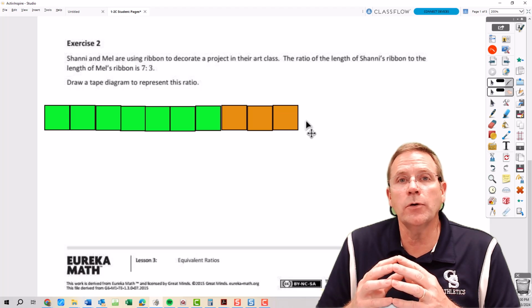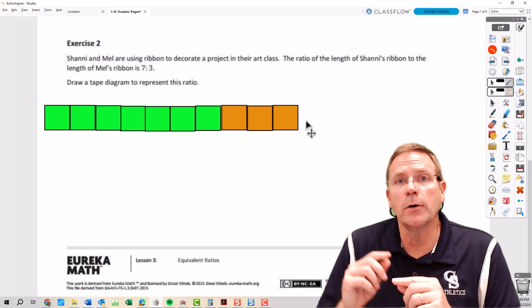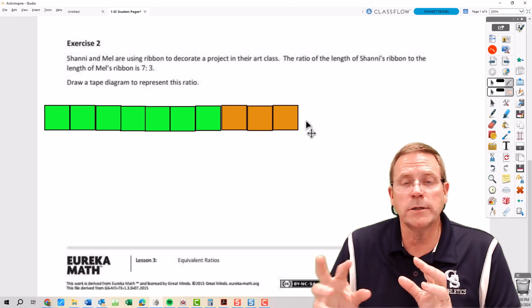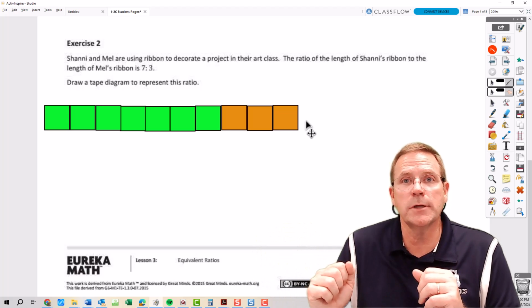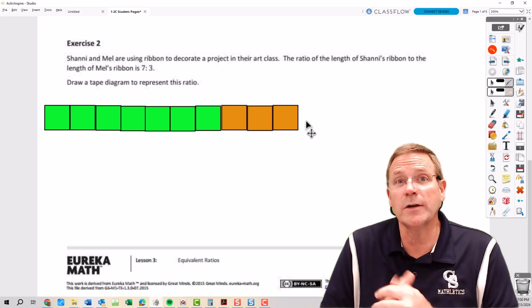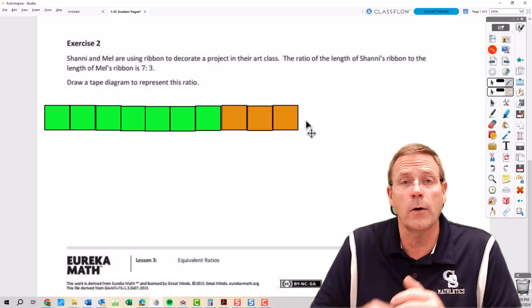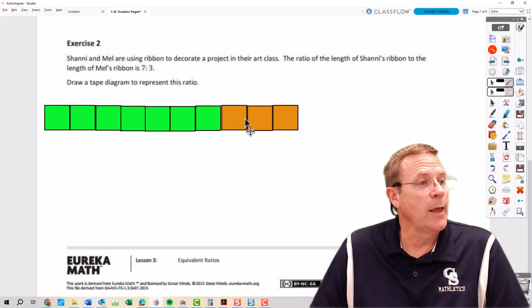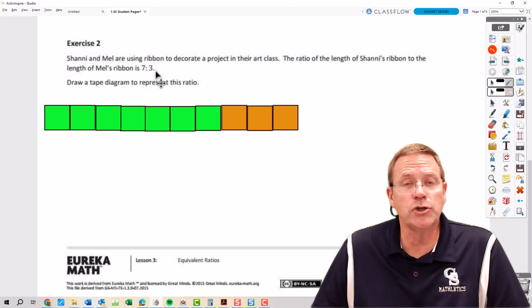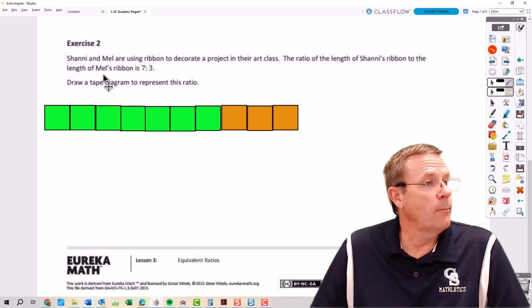So I would encourage you right now to stop your video, download those, or watch how to create the stamp tool, and then put those colored squares into your stamp tool so you would have them for this resource. It'll make your homework go a whole lot quicker. So what did I do? I have 7 pieces of green tape and 3 pieces of orange tape. That is a 7 to 3 ratio for Shawnee and Mel's ribbon.